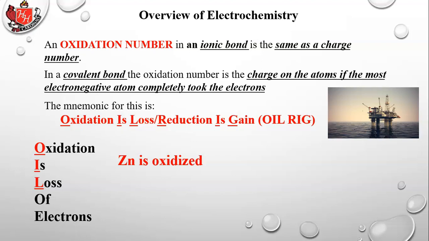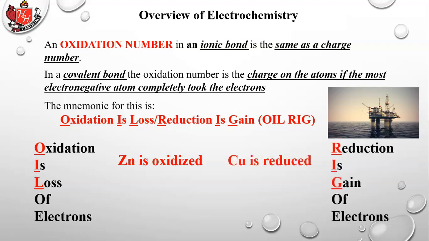Oxidation is loss of electrons, so zinc is oxidized. Reduction is gain of electrons. So in the last example, copper is reduced. There again, we see the same example. The zinc is going to lose the electrons. Copper is going to gain the electrons.